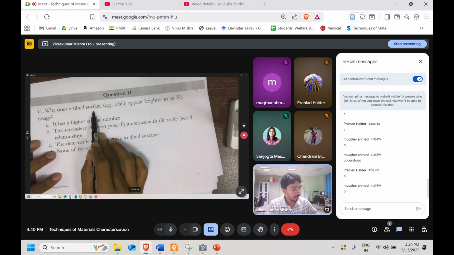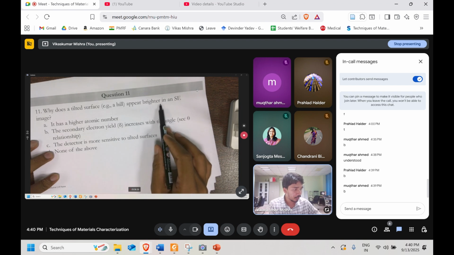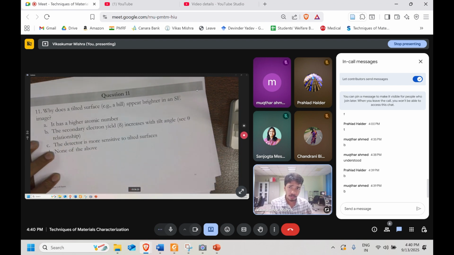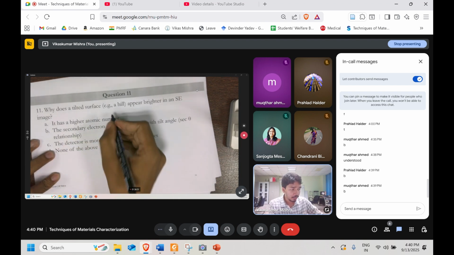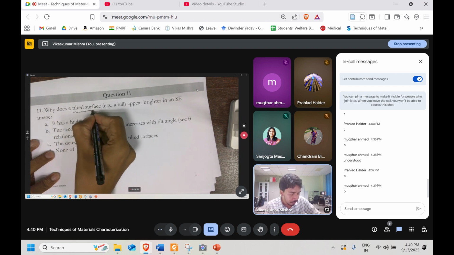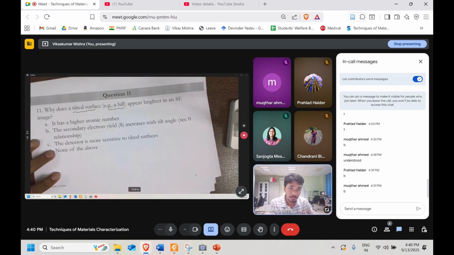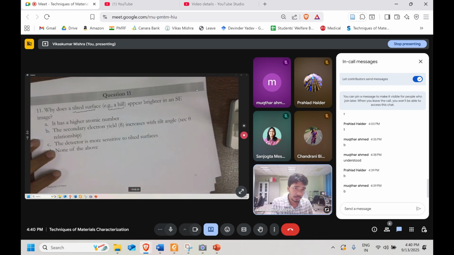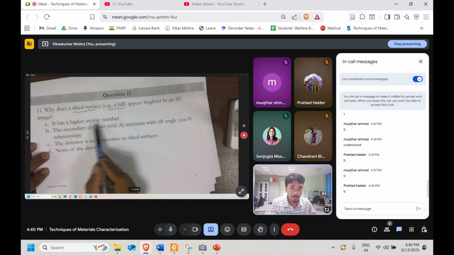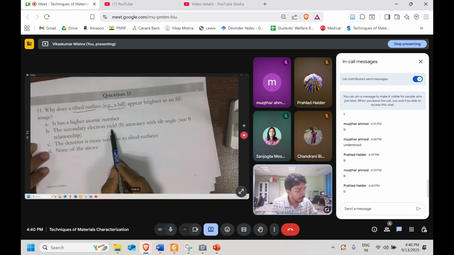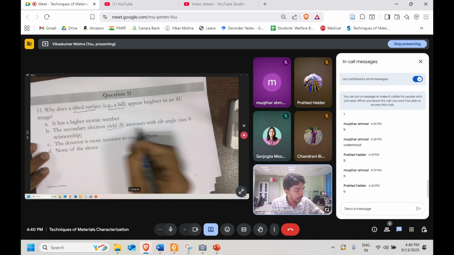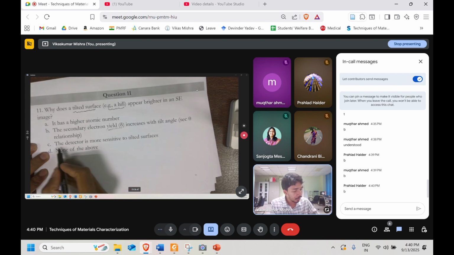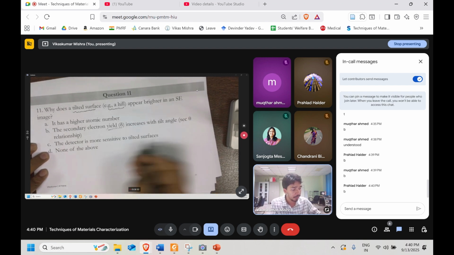Why does a tilted specimen appear brighter in the SE image? See, here it's specified. Tilted means that the hill appears brighter in the SE. The options: it has a higher atomic number; the secondary electron yield increases with tilting angle; the detector is more sensitive to the tilted specimen; none of the above.